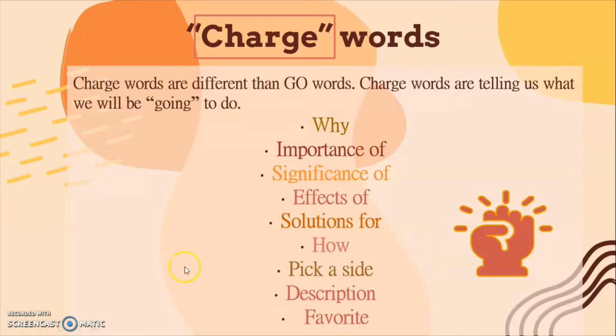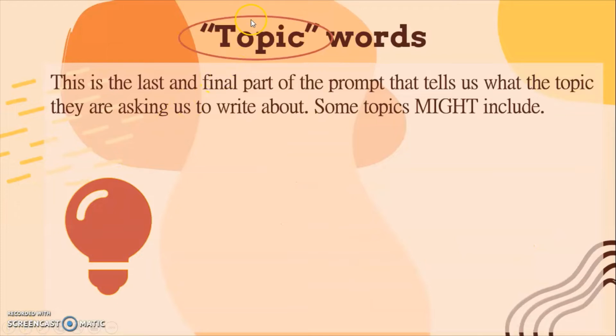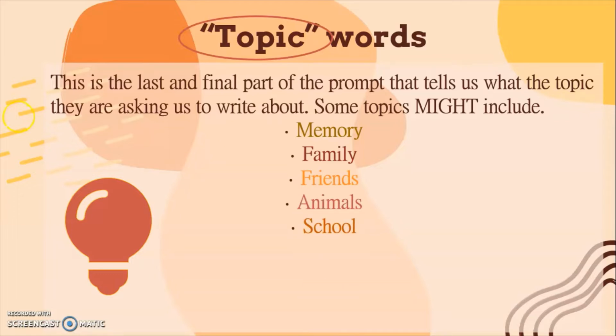So now we move on to our topic words, and topic words are going to be different in every single prompt. So topic words are the last and final part of the prompt that tell us what exactly we're going to be writing about. So we've written about different things. Every prompt we've ever had has had a different topic, and those can include writing about memories, family, friends, animals, school, traveling, events, food, and technology.